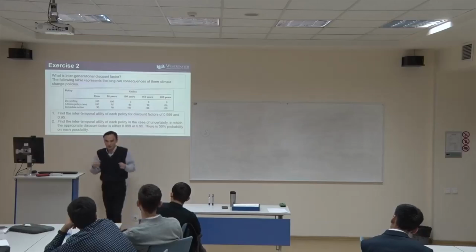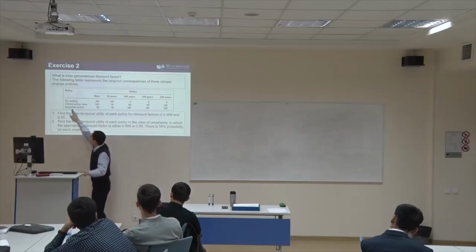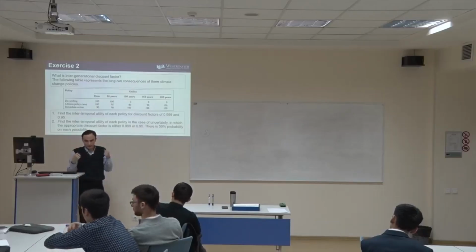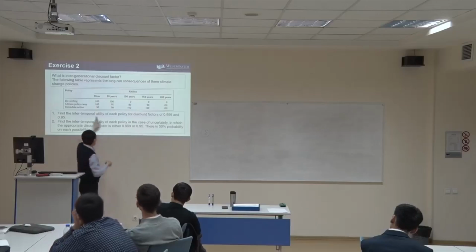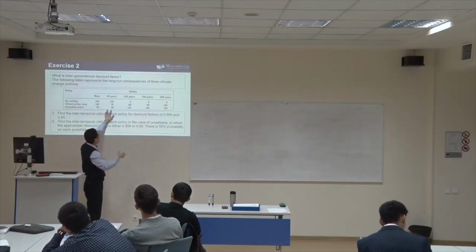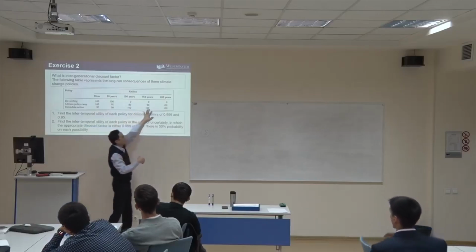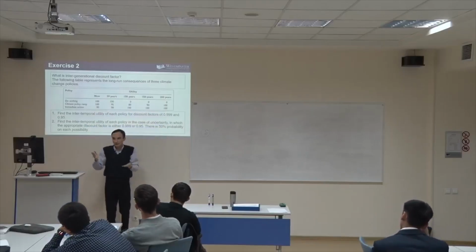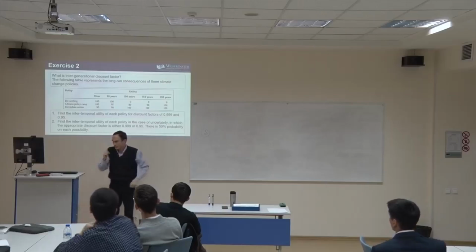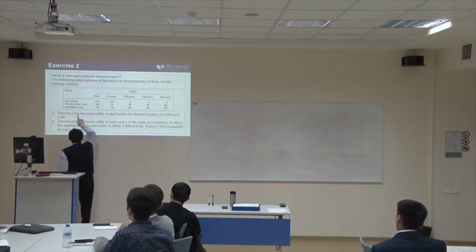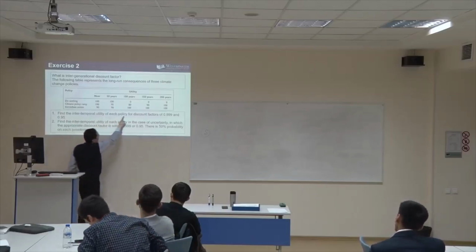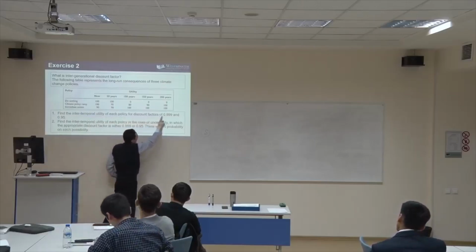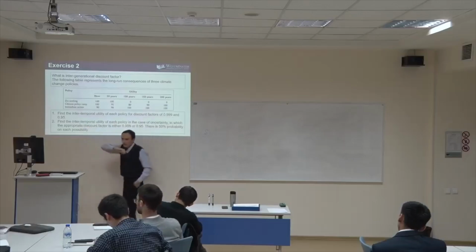In the third case, immediate action, it means that all the burden of the climate change policy we have to take on our shoulders. So for the sake of future generations, we are sacrificing, and our grandchildren are living in a very good environment. We are considering three cases. Find the inter-temporal utility of each policy for discount factors of 0.999 and 0.95.